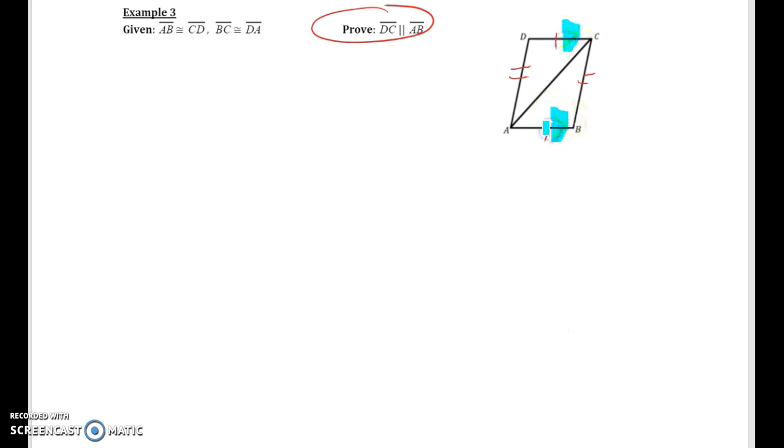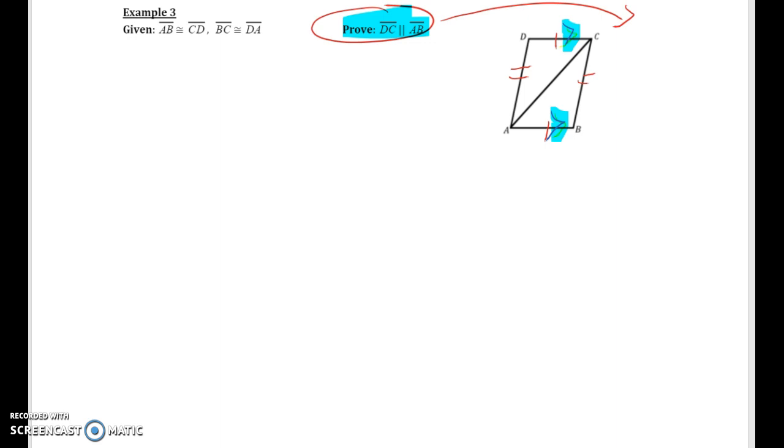Okay, so that's what we want to prove. We're trying to show that those two lines are parallel, which means that we need to prove that one of those angle relationships is true. Corresponding angles are congruent, consecutive interior angles are supplementary, alternate interior angles are congruent. Those are going to be our main pieces that we're looking for.